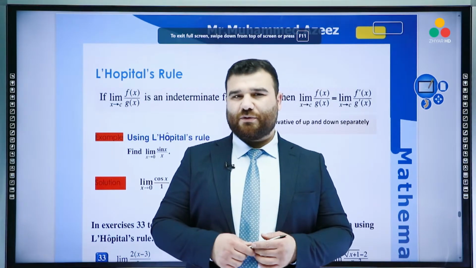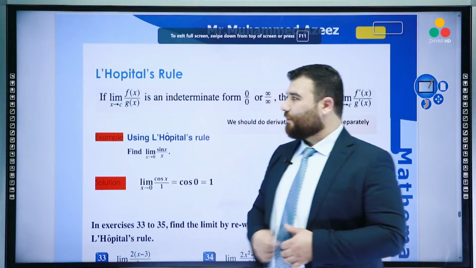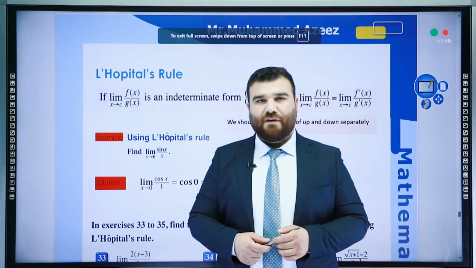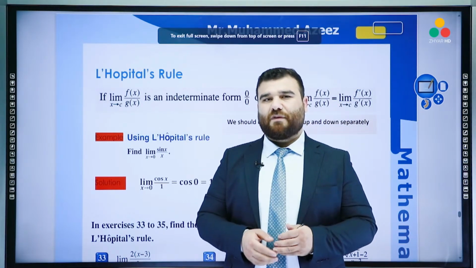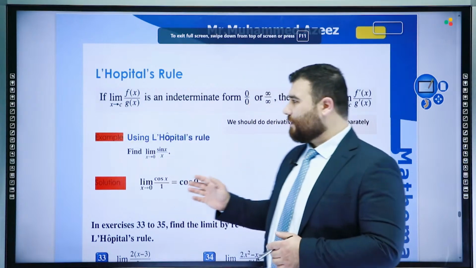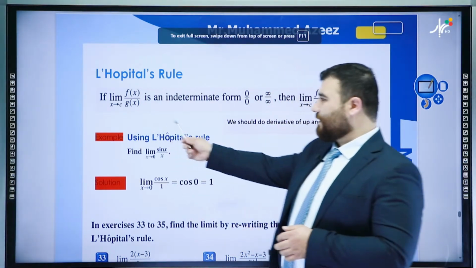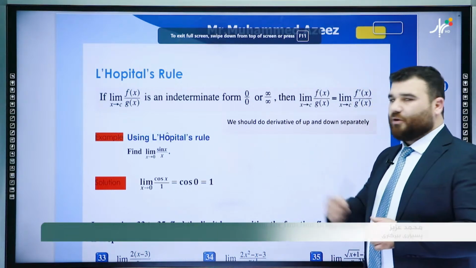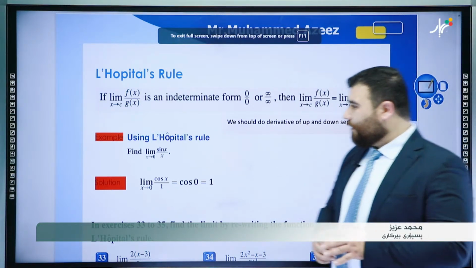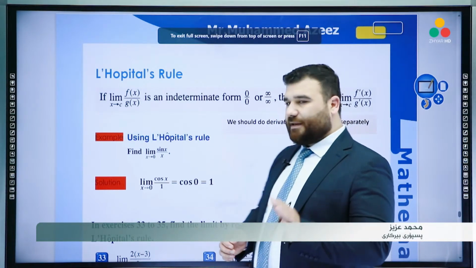In this session we're going to talk about L'Hopital's rule. Using L'Hopital's rule we can find the limits that we were not able to find before. The limits that become 0 over 0 or infinity over infinity after direct substitution, we can use L'Hopital's rule for them. The way of L'Hopital's rule is like this.